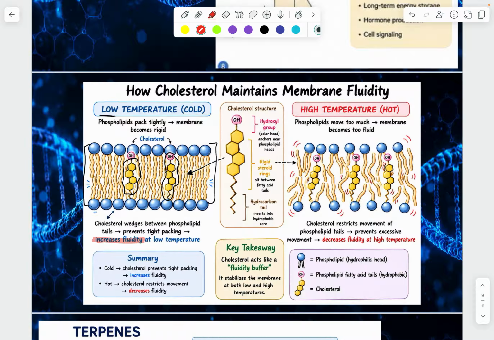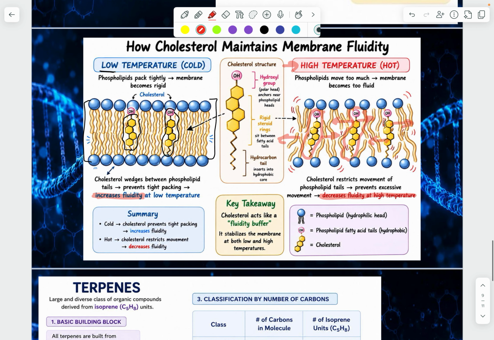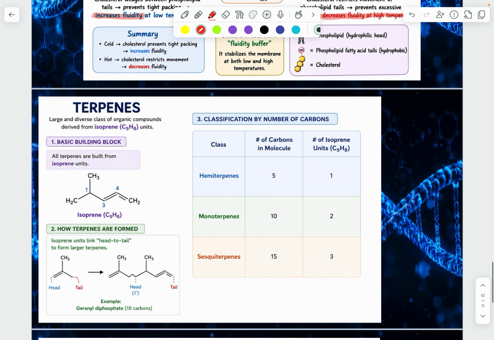But notice how at higher temperatures, cholesterol is over here, but it's preventing all of these from dispersing, from moving completely away from each other. So the fact that it's preventing it from moving away means it decreases the fluidity at a higher temperature, because at high temperatures, there's too much fluidity. So I want to reduce that. So in that sense, it's a maintenance molecule, and it acts in both high temperature and low temperature. So that's something to keep in mind.